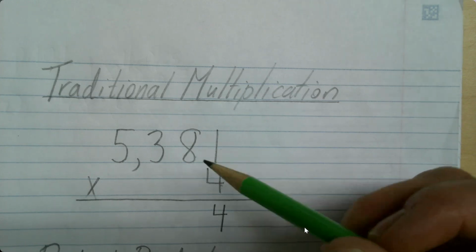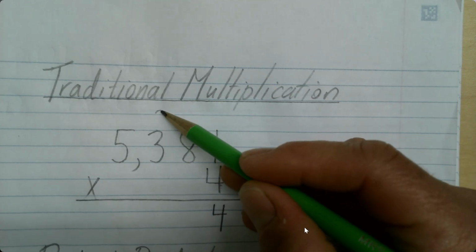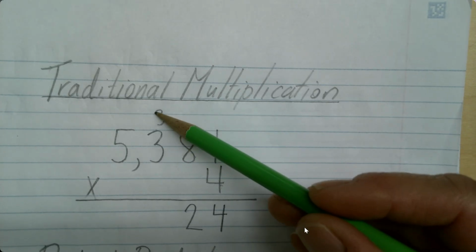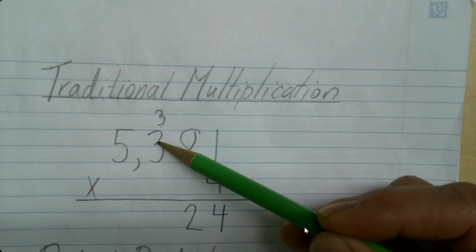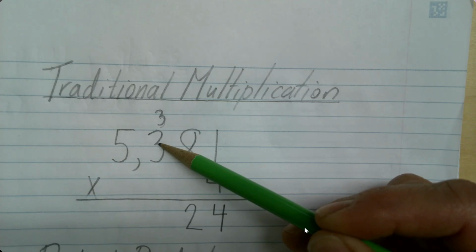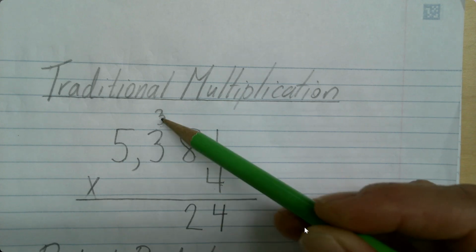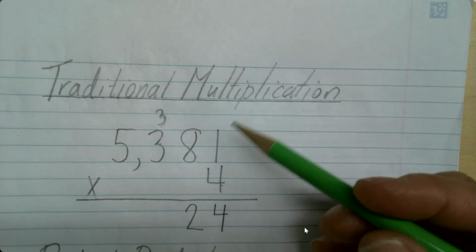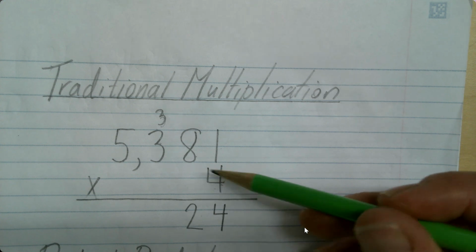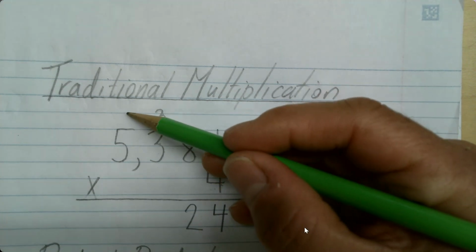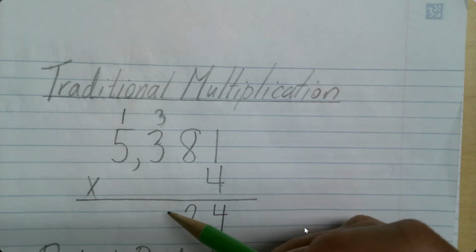32. Watch how I write it. 32. Okay, so I carry that tens place over. That will add to the hundreds place when we multiply the 3 times 4, but we're going to write it like a regular 2-digit number. So now we have 3 times 4, 12, plus 3, 15. Carry that 1 over to the next column.